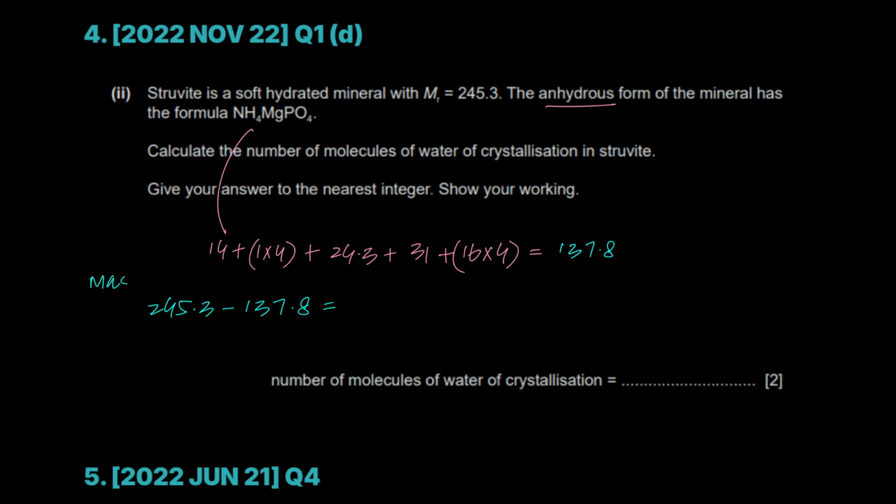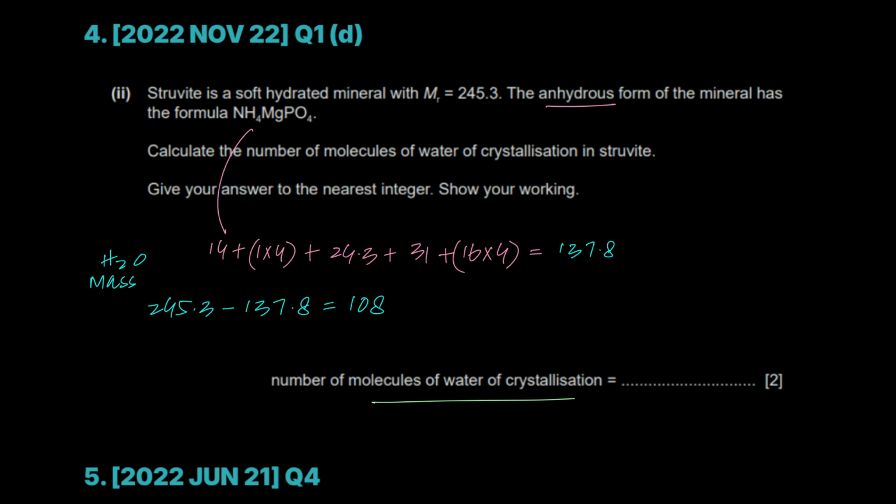I get the mass of H2O, don't I? Because the only difference between the anhydrous and hydrated mineral is water. So if you have the mass of the hydrated mineral and the mass of the anhydrous mineral and you subtract the two, you get the mass of water. What's the mass of water that we get? 108. And if this is the mass of water, we can calculate the moles of water, and that will give me the number of molecules of water of crystallization.